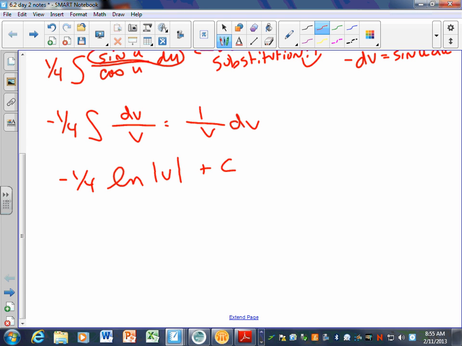If you take a double substitution, you have to go back and substitute back in 2 times. Make sure you get back to x. So, what did v equal? Cosine of u. And what did u equal?